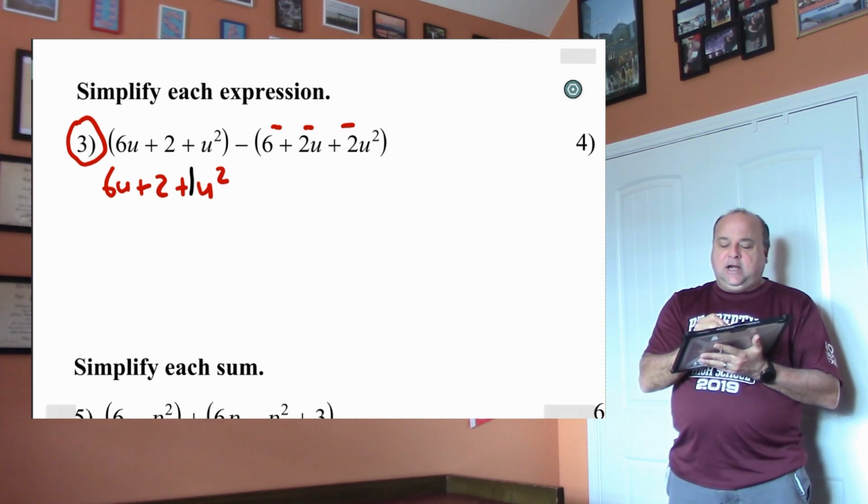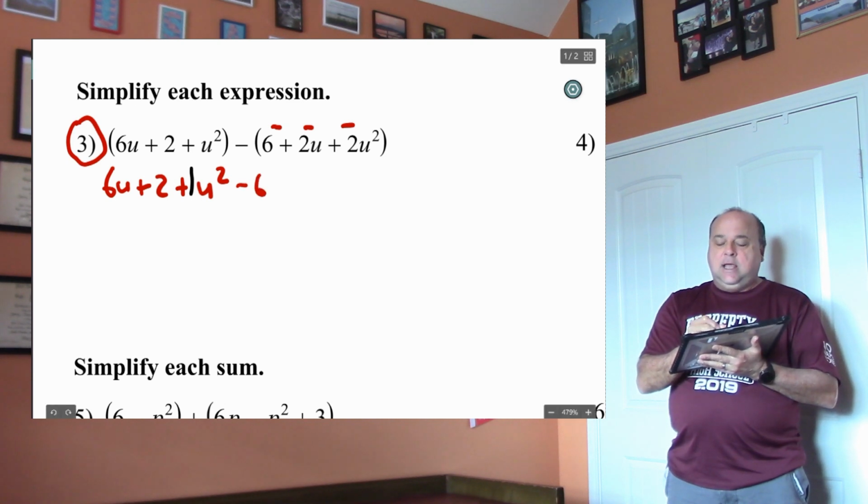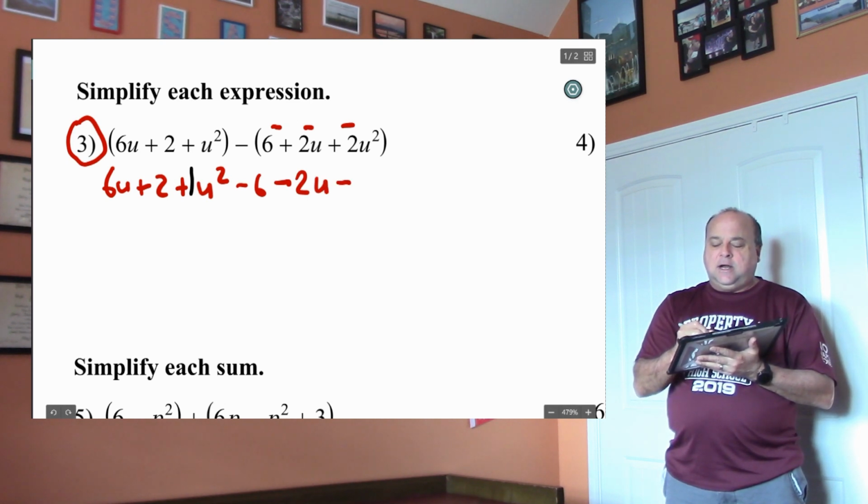And then right here, a negative times a 6 is negative 6. Negative times a positive is a negative. My number's 2, my letter's u. A negative times a positive is a negative. My number's 2, letter u, exponent 2.